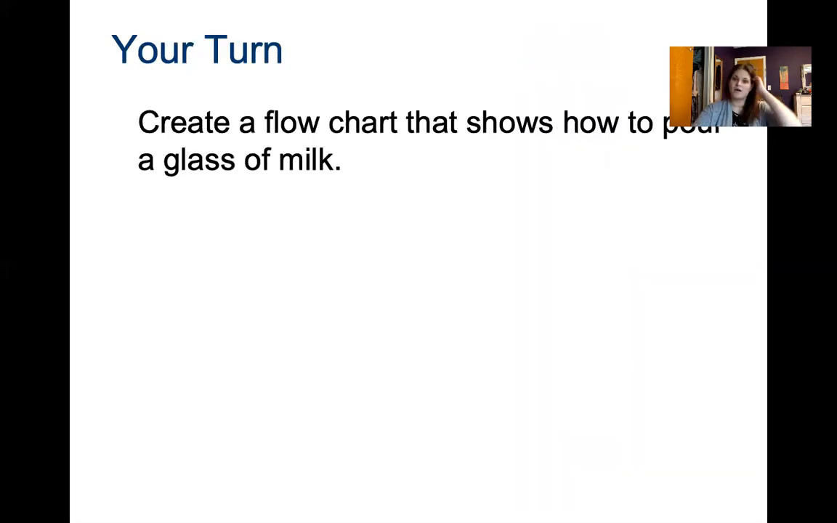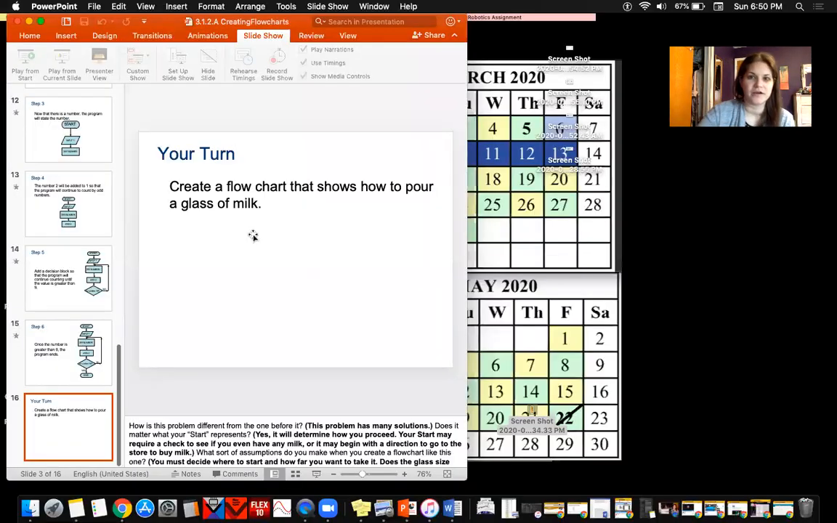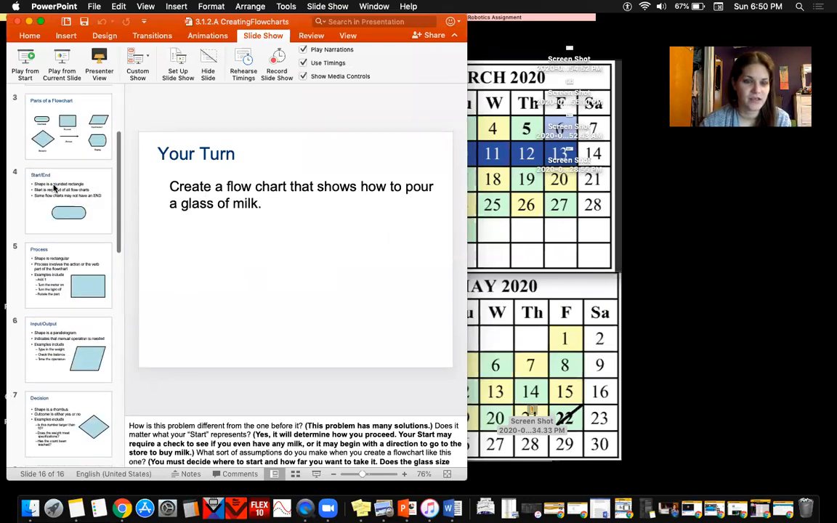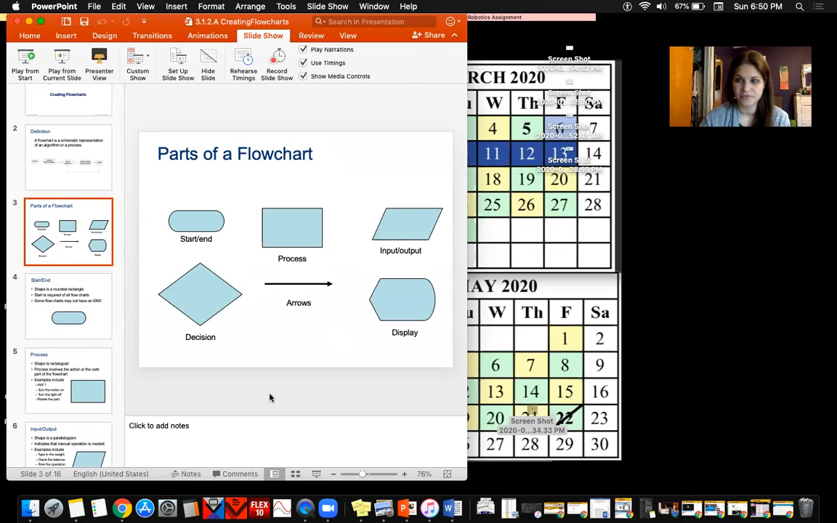Okay, now one thing that I'd like to see you guys try is creating your own flowchart. Maybe it's a flowchart of how to pour a glass of milk. We talked about making flowcharts for making a peanut butter and jelly sandwich, or a flowchart for washing your hands. I'm gonna let you guys decide what kind of a flowchart you might wanna create. But what I must see from you is that you are using these parts of the flowchart.